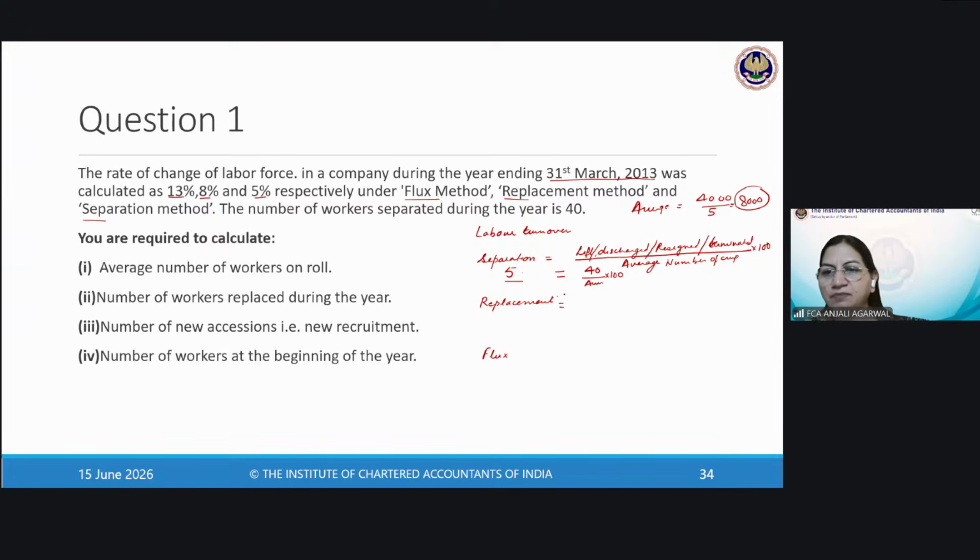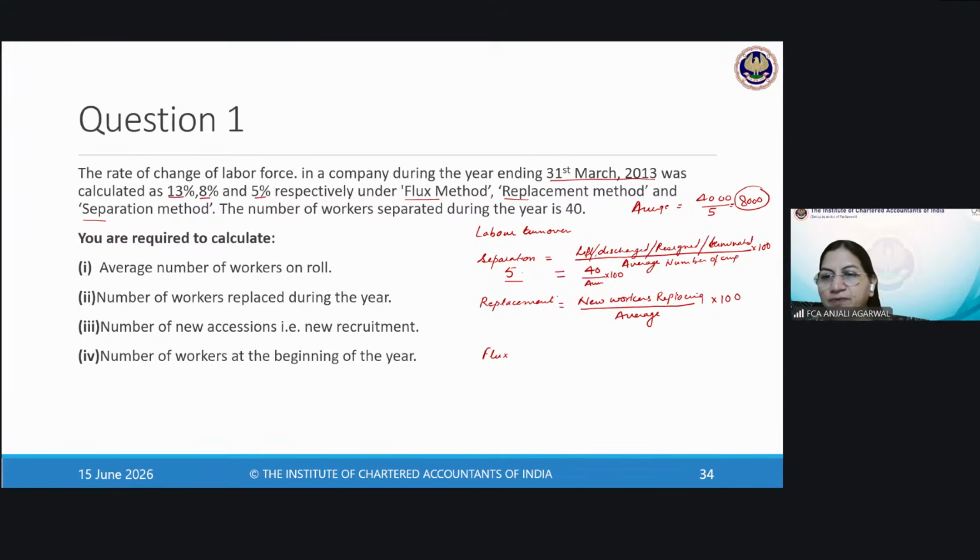How do you calculate the replacement? These are the number of workers who have been discharged or left or terminated, resigned or died. Against these 40 workers, how many new workers were required? New workers replacing those who have separated. If you have new workers because of expansion, you don't count that, remember. So new workers replacing the ones who've separated, divided by average number of workers into 100.